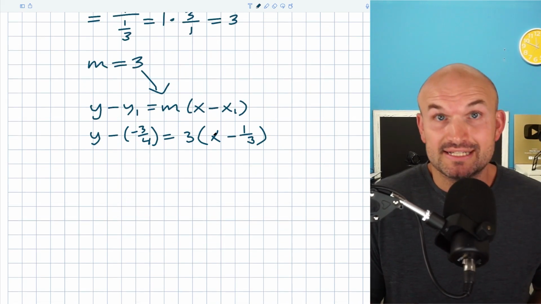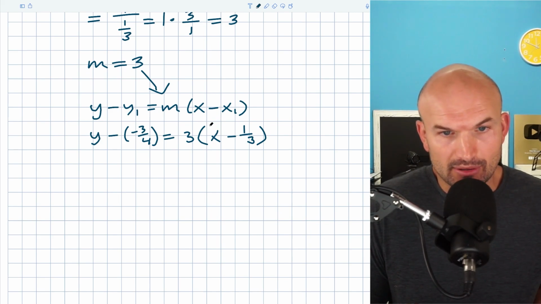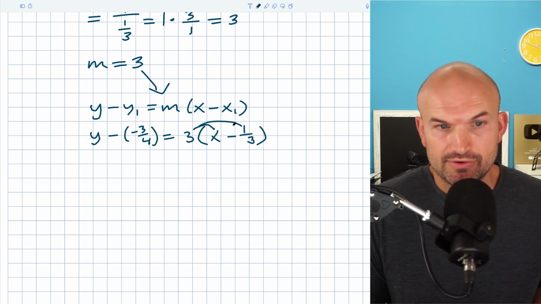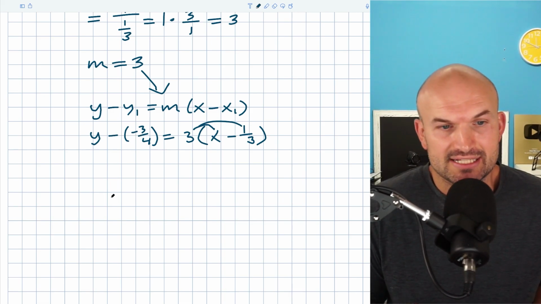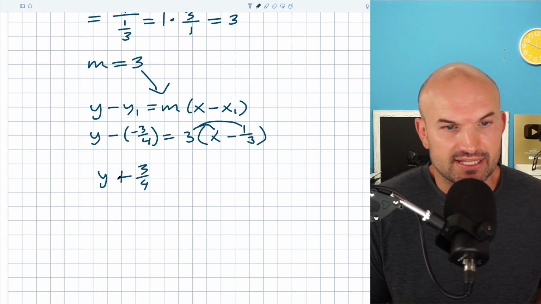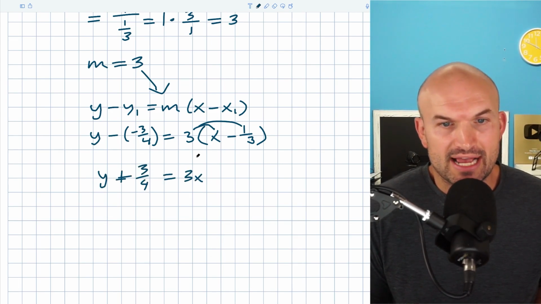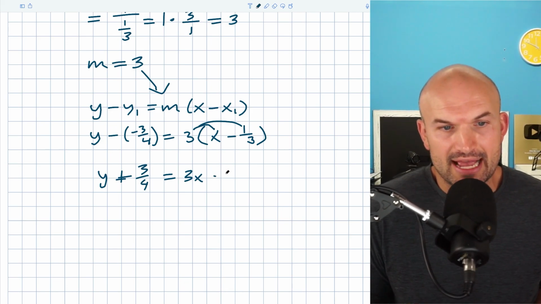Okay, and now I just simply need to go ahead and simplify. So a couple important things here. I do need to distribute this 3 across here, and then I can rewrite this minus a negative as a plus. So therefore, I have y plus 3/4 equals 3x. Now 3 times negative 1/3 is going to be a minus 1.